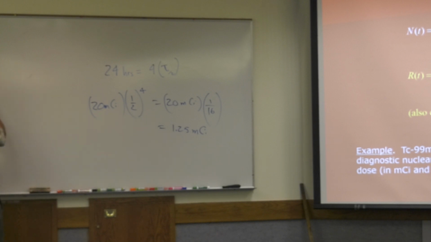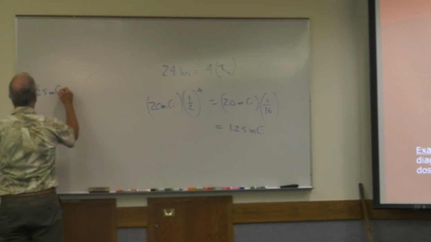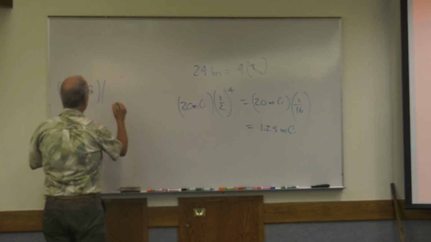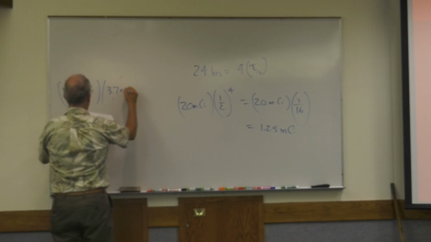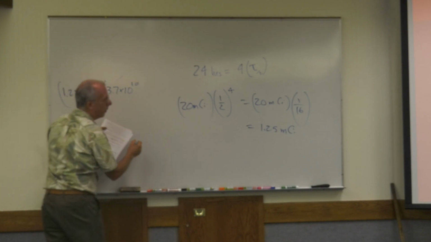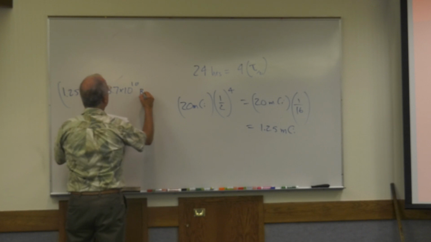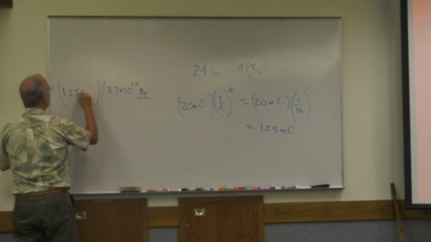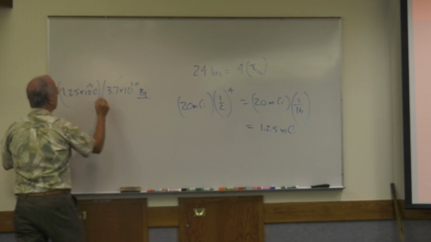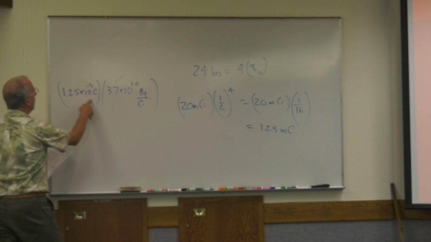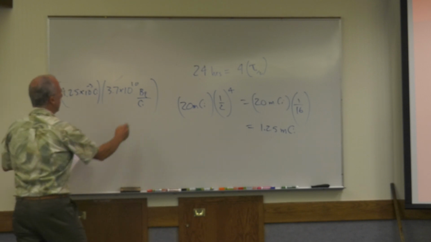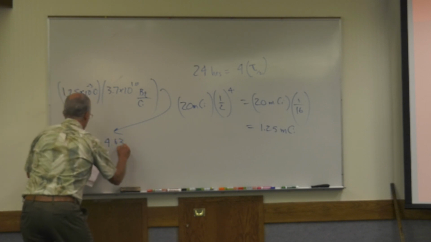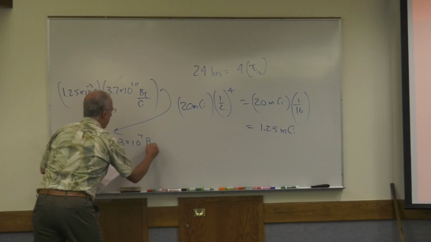Okay, now let's figure it out in becquerels. So we have 1.25 millicuries, and then the conversion factor is 3.7 times 10 to the 10th becquerels per curie. Now you've got to be careful, what's a milli? It's times 10 to the negative 3 curies. So we had to convert the millicuries to curies. So you do that, and I promise you get 4.63 times 10 to the 7th becquerel.